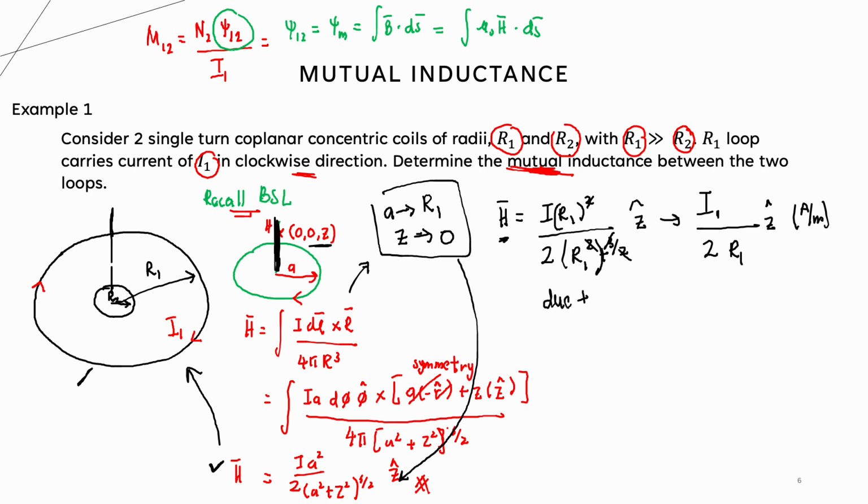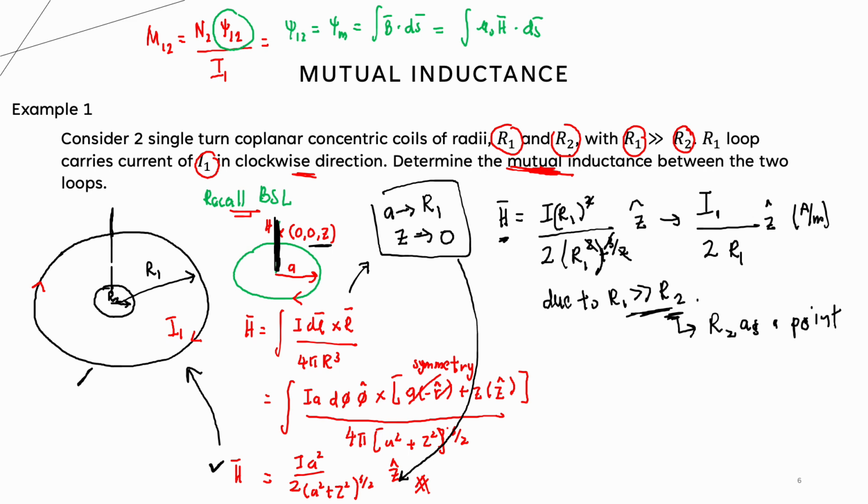So due to R1 being much larger than R2, it's very, very large compared to R2. Therefore, R2 can just be seen as a point, because R1 is much larger compared to R2. So we can look at R2 just as a point.